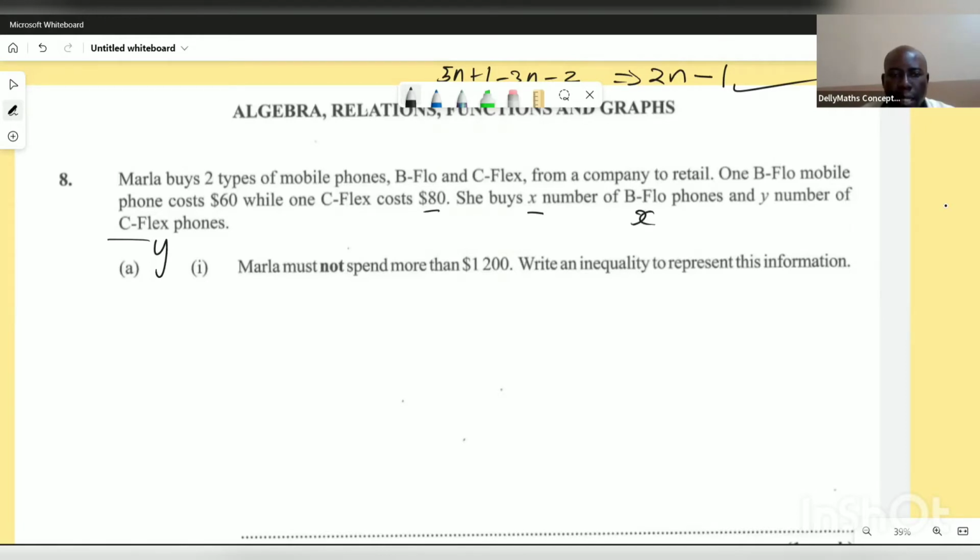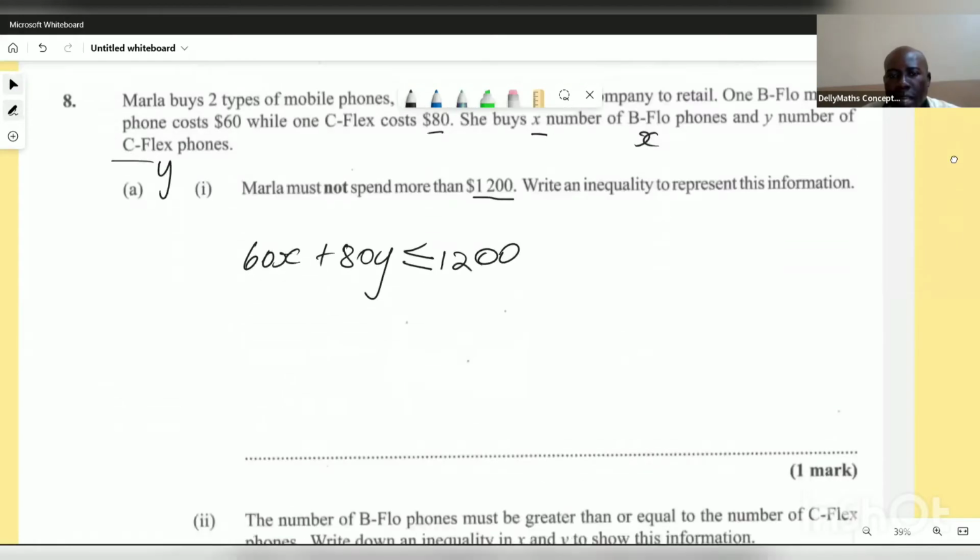All right, Marla must not spend more than $1,200. So the limit is $1,200. It doesn't matter what she buys, she can't pass that. So we're talking about 60X, because one B-Flow is $60, which means 60 times any amount of B-Flow, plus 80Y, which is $80 times any amount of the C-Flex, should not pass $1,200. So it's going to be less than or equal to $1,200. That's how you represent that inequality.